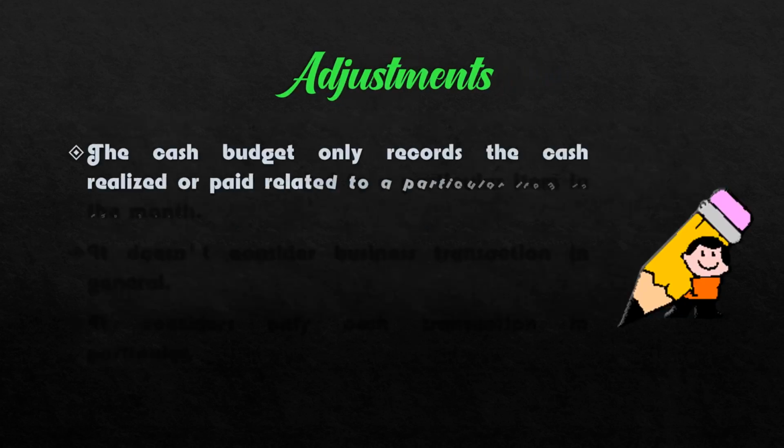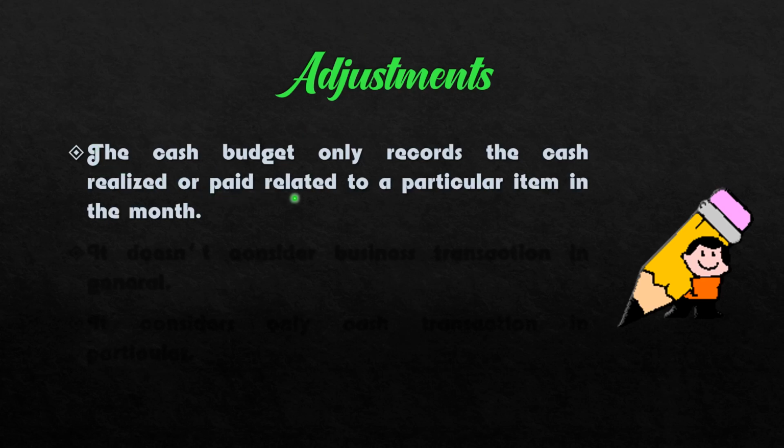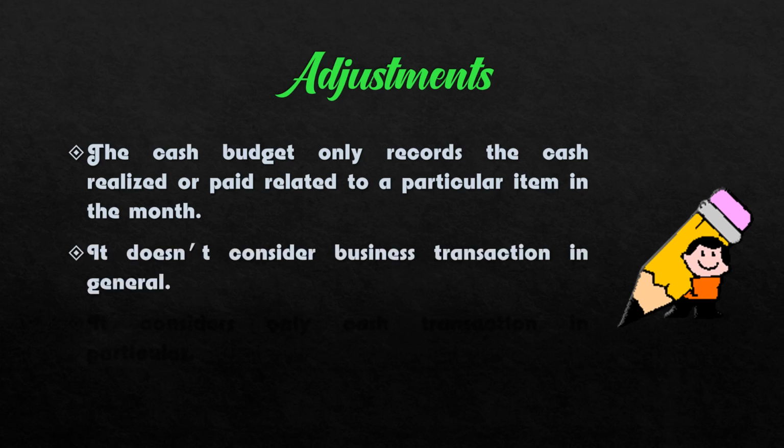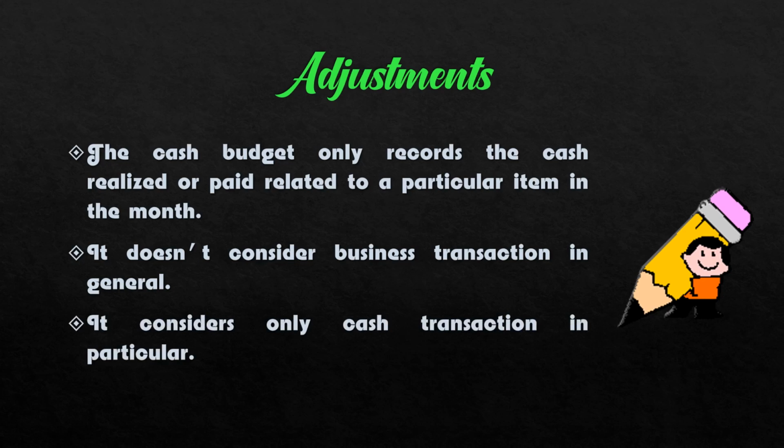Adjustments. The cash budget only records the cash realized or paid related to a particular item in the month. So in a cash budget, we don't make entries of the actual transaction. For example, if we have sold for 10,000 rupees, we don't enter all the 10,000 rupees in the cash budget. Whereas in the cash budget, we enter only that amount of the sale which has been realized. That means for that amount of sales where we have received money, only that we make entry of in the cash budget. It does not consider business transactions in general, as I told you, whereas it considers only cash transactions in particular. So there comes the need to do some adjustment.